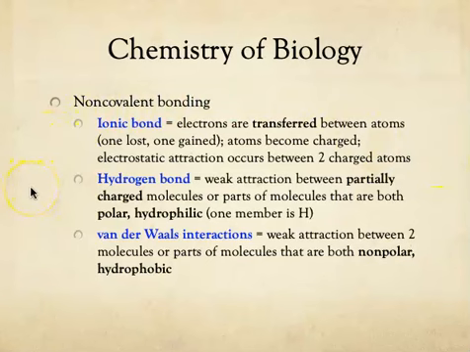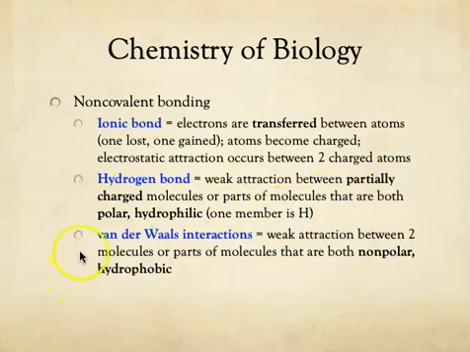Hydrogen bonds are very different. Hydrogen bonds are weak attractions between two molecules or parts of a molecule that are partially charged. Remember, partial charges form in polar molecules, and polar molecules are also hydrophilic. Hydrogen bonds got their name because one of the atoms in the bond is usually hydrogen.